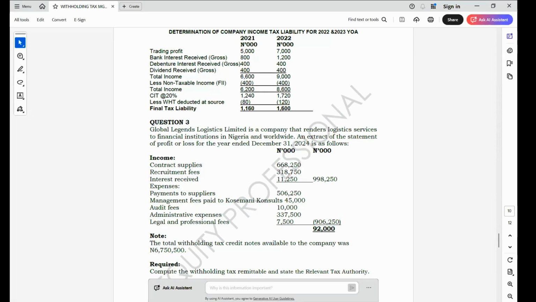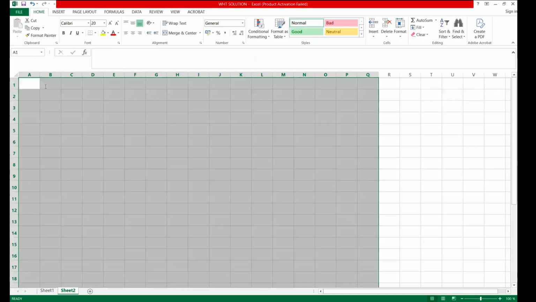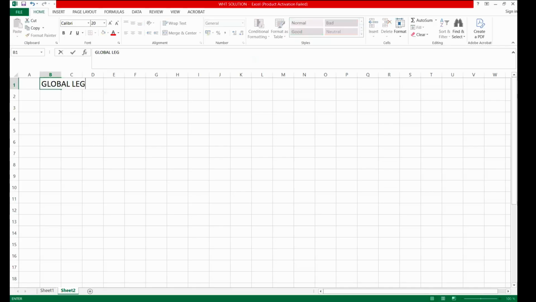So in order to calculate this withholding tax, we have the name of the company, Global Logistics Limited, as payable and the relevant tax authority.